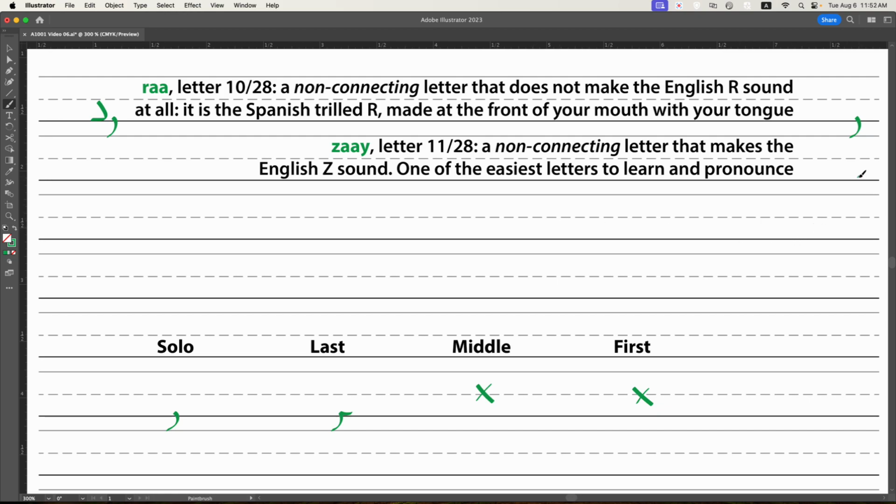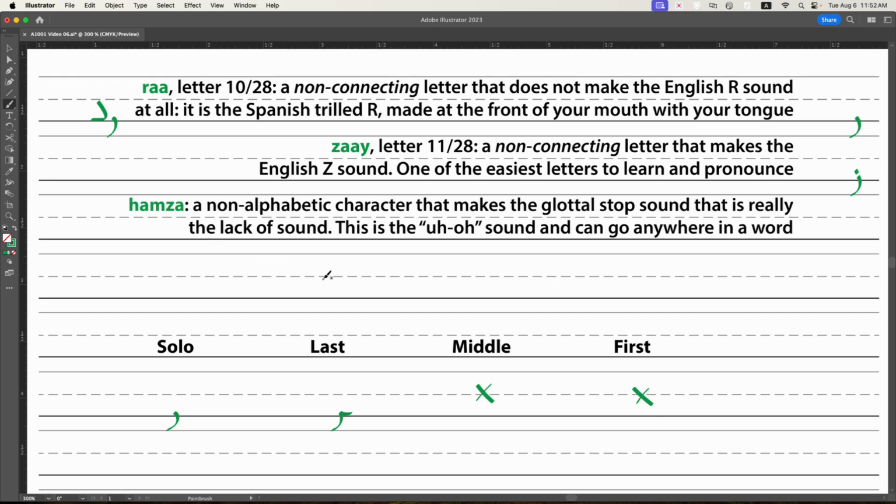Our next letter is Zay, which is one of the easiest ones. It's just Ra with a dot, and it is the English letter Z. So it's one of the easiest letters to learn and pronounce. It should present no problem for you. All you have to do is make a Ra with a dot, and whereas Ra takes a little time to learn to pronounce correctly unless you speak a lot of Spanish, Zay is just English Z, so super easy to learn. And then the last thing we're going to look at is Hamza.